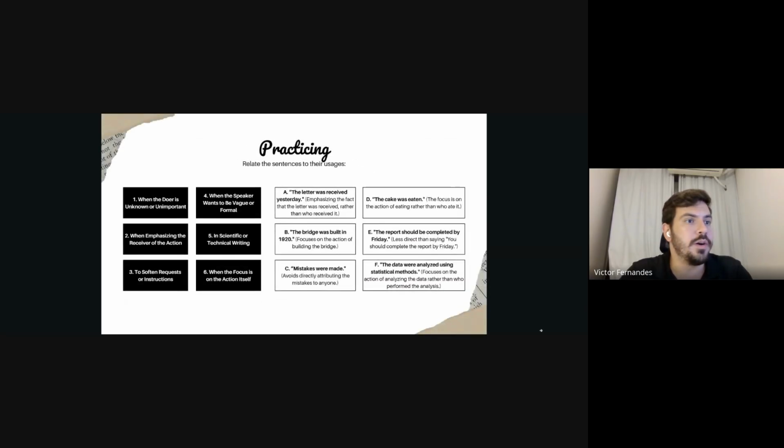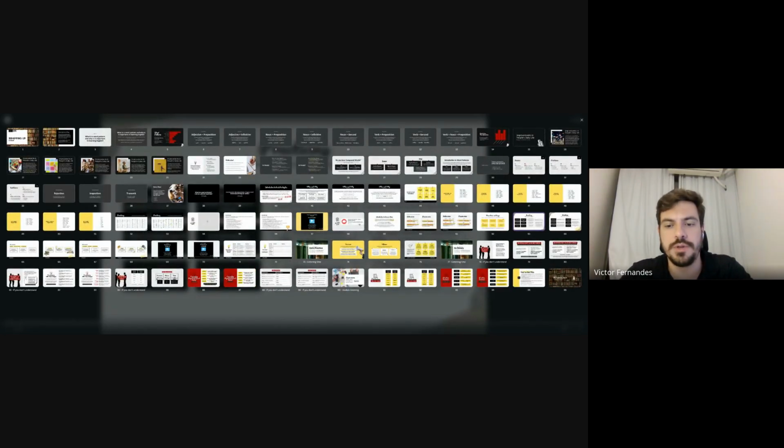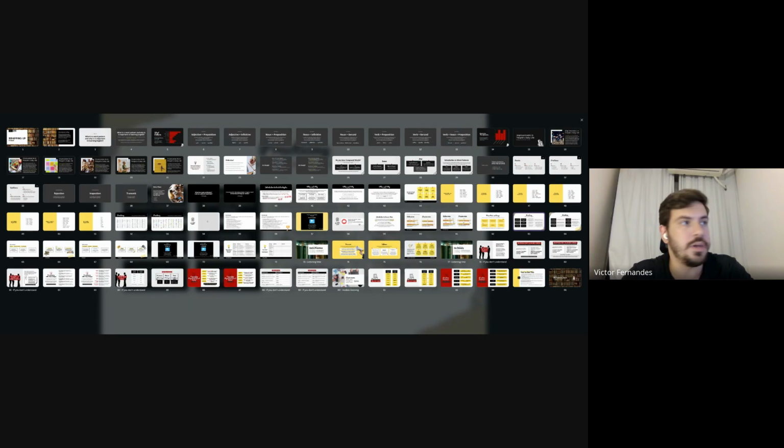So the next part will be exercises. For this bit, from pages 63 until 77, it's a group of exercises and practice for passive voice.